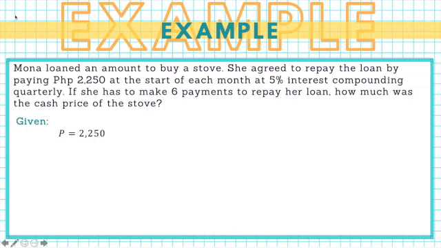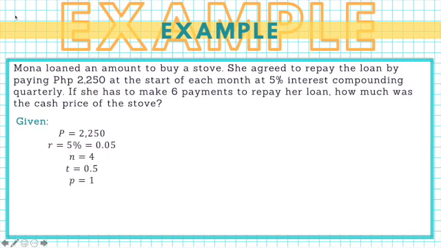Our periodic payment is 2,250. Our rate is 5% or 0.05. Our number of compounding periods is 4 since it compounds quarterly. The time is 0.5 since she's paying monthly and she only has to make 6 payments. So that's equivalent to 6 months or half a year. Remember that the time should always be expressed in years.